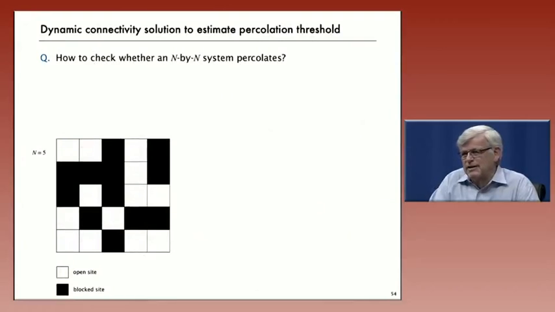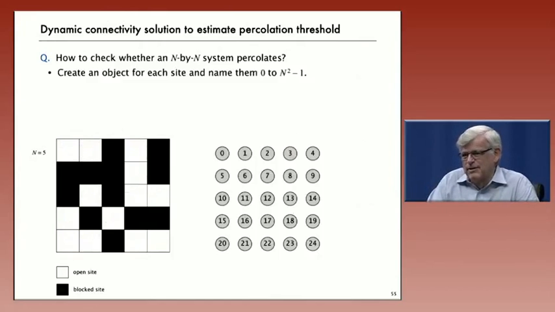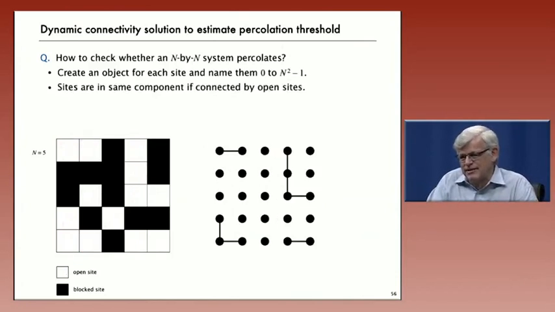So let's look in a little bit more detail at how we're going to use our dynamic connectivity model to do this. It's clear that we'll create an object corresponding to each site, and we'll give them a name from 0 to n squared minus 1 as indicated here. And then we'll connect them together if they're connected by open sites. So the percolation model on the left corresponds to the connection model on the right, according to what we've been doing.